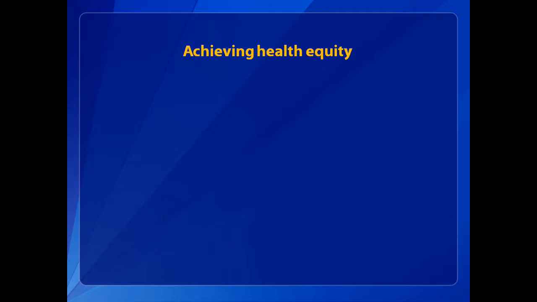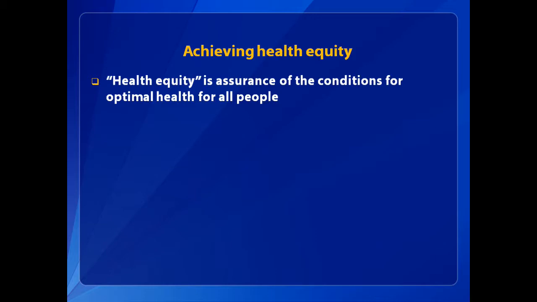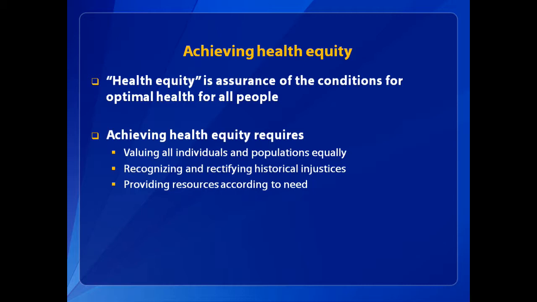That achieving health equity, I have a 3-part definition. Health equity, what it is, it's assurance of the conditions for optimal health for all people. It's a process, not an outcome. Assurance, an ongoing process. Achieving health equity requires these 3 things, at least.